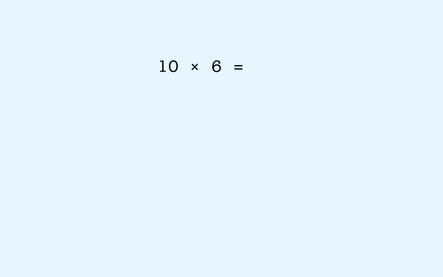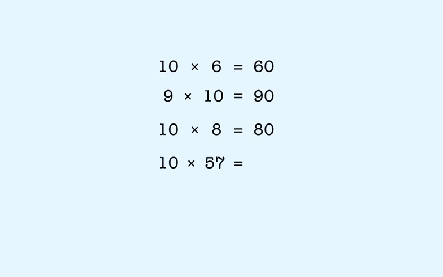10 times 6 is 6 tens, or 60. 9 times 10 is 9 tens, or 90. 10 times 8 is 8 tens, or 80. We can even solve 10 times 57. It's 570.